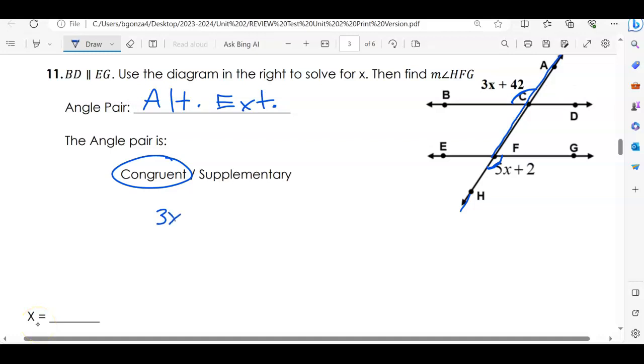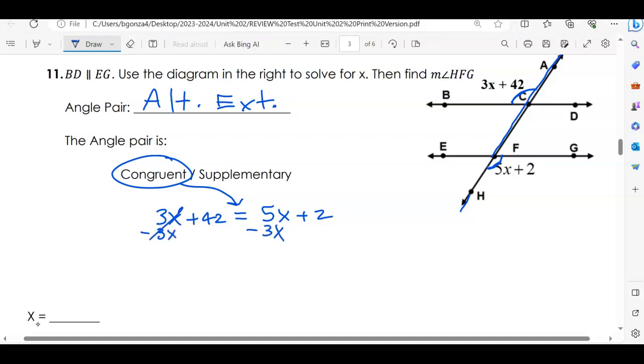So 3x plus 42 equals, right, that's when I put the equal sign, 5x plus 2. And now I can solve this. X is on both sides of the equation, so don't combine them. You got to get rid of the smaller x, which is 3x. So minus 3x, minus 3x.